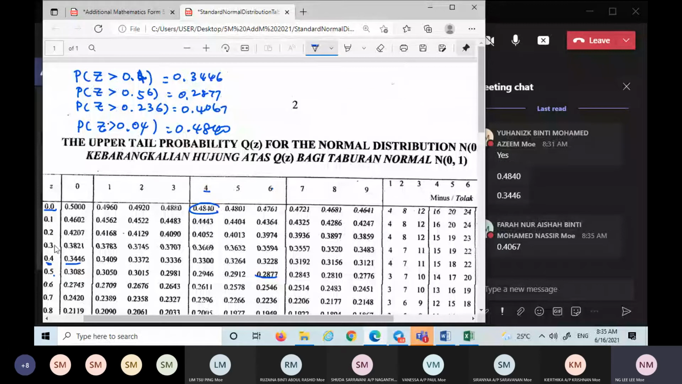0.2 is here, 3 is here. So I have 0.4090. Okay, and then 6. For 6, I go some more, some more, some more. 6 is 23. Therefore, I need to minus 23 from here. Okay, I think her answer is correct. Let me check. 4090 minus 23. Okay, correct, Farah. Very good.